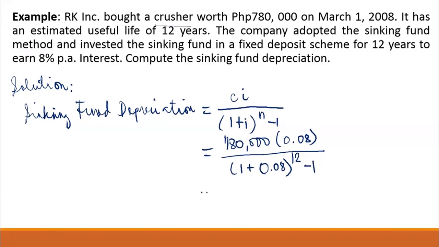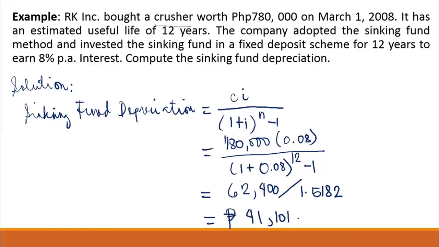So, the sinking fund depreciation is now equal to, so calculate muna natin yung nasa taas. Kaya, this is equal to 62,400 over 1.518. Okay? So, yung value nito ay ito. And so, the sinking fund depreciation of the crusher is now equal to 41,101 pesos and 30 centavos. Alright? So, that is the sinking fund depreciation.